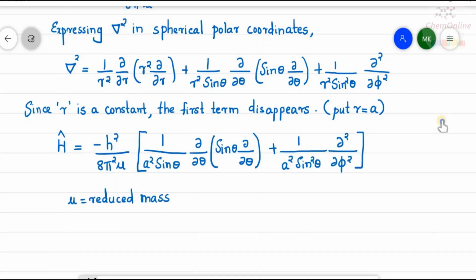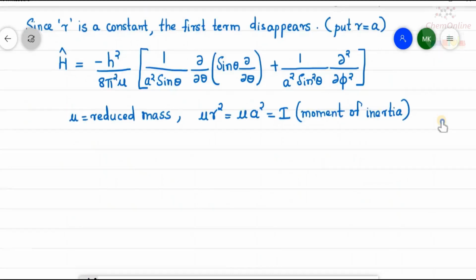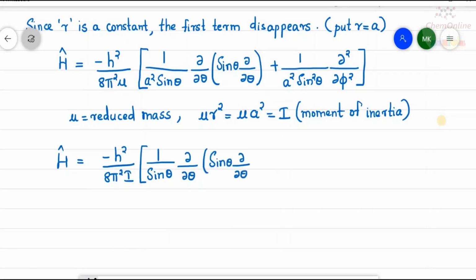We know that mu is the reduced mass. So mu into r square, which is equal to mu a square here, is nothing but the moment of inertia, which is denoted as I. Therefore, we can rewrite the Hamiltonian as h cap equals minus h square by 8 pi square I into 1 by sin theta dou by dou theta of sin theta dou by dou theta plus 1 by sin square theta dou square by dou phi square.